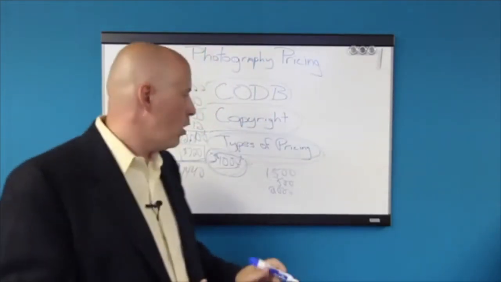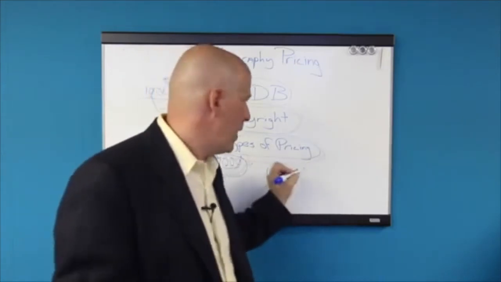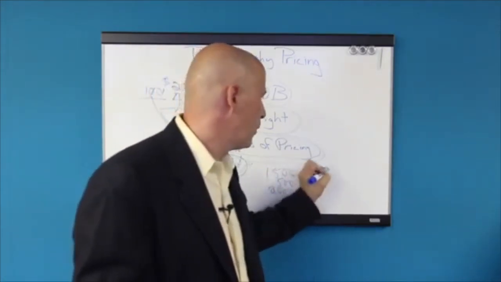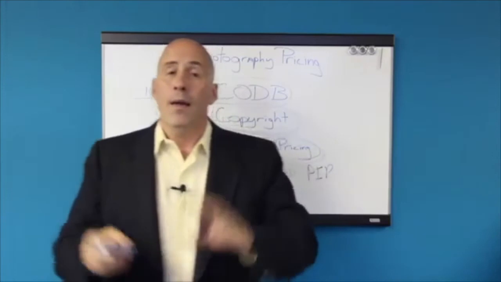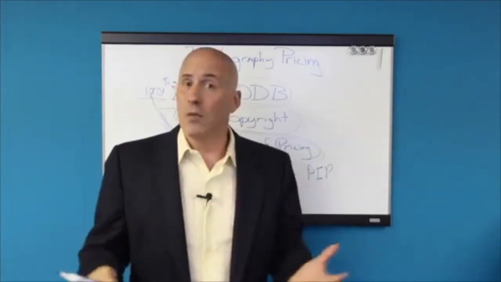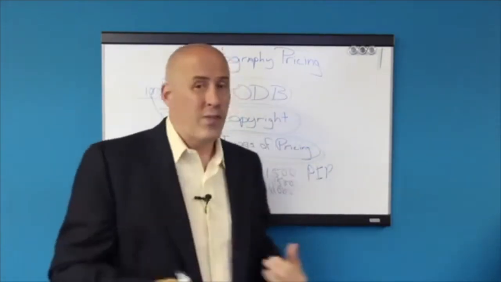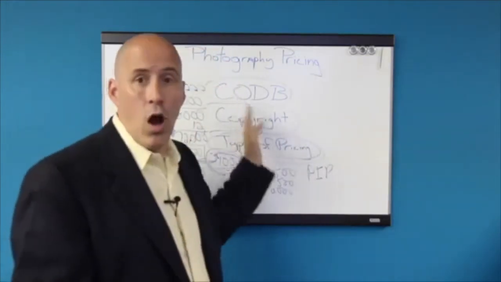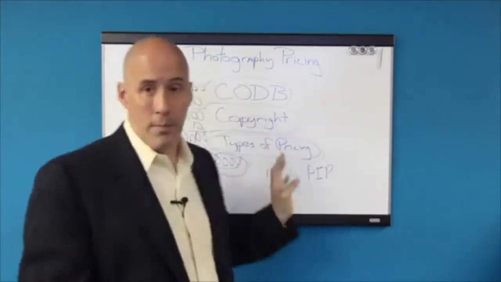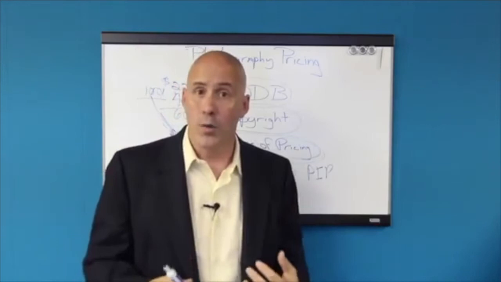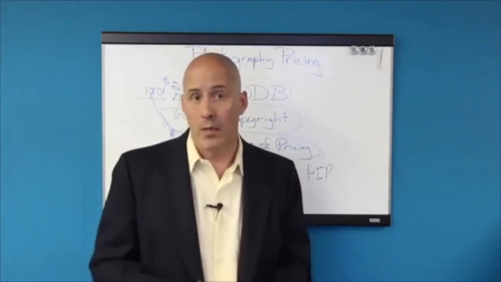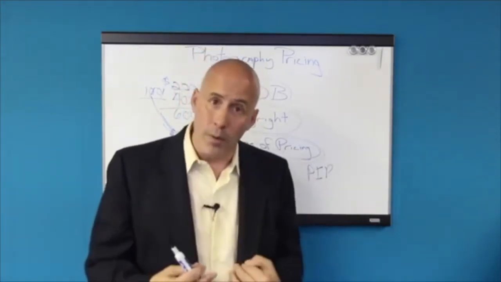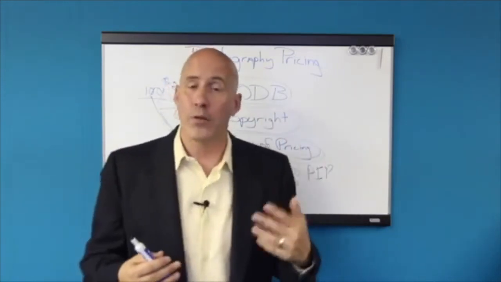What I prefer is called per image pricing. I'll just put PIP to help remind you, per image pricing. Let's use the same scenario. We use $1,500 as our internal cost of doing business number. We need to know our cost of doing business, we need to know our day rate, but that is an internal number. And then we have $500 for expenses.